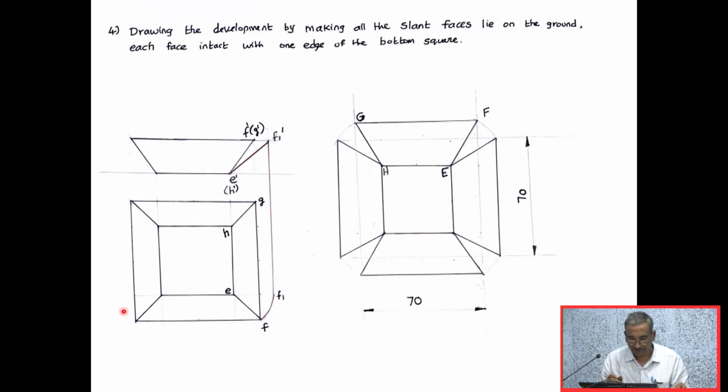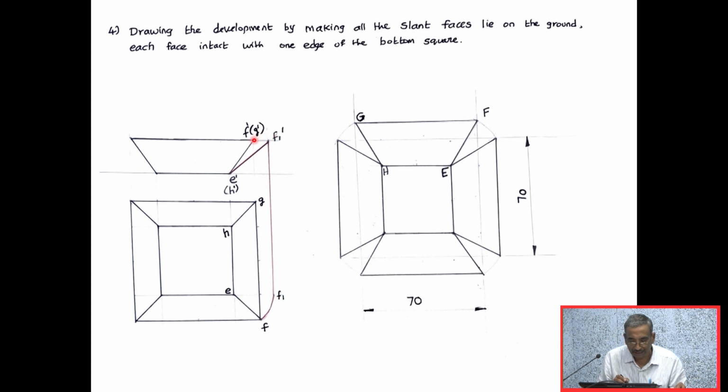So what I do is, I am drawing the top view, I am having the front view. So my slant face is EFGH. I will be getting the true length of only one slant edge, that is EF. So I will make EF parallel to XY. I am getting EF1. From F1 I am drawing a vertical line.